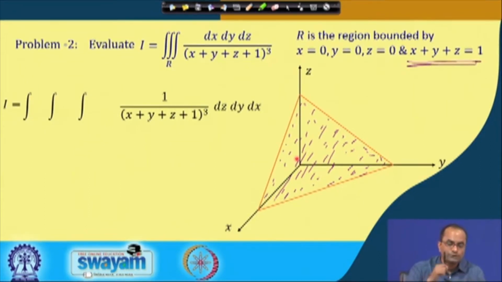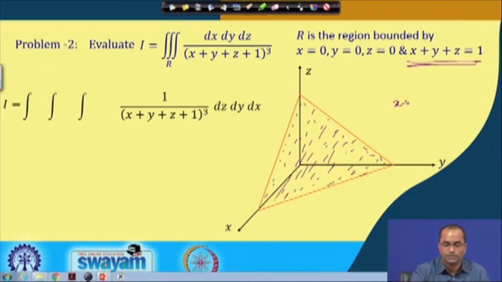So, now in the direction of z we are fixing first. We are always going from z is equal to 0, entering this 3-dimensional space, and we are exiting through this plane here, x plus y plus z is equal to 1. So, from here we can get this z: 1 minus x minus y.